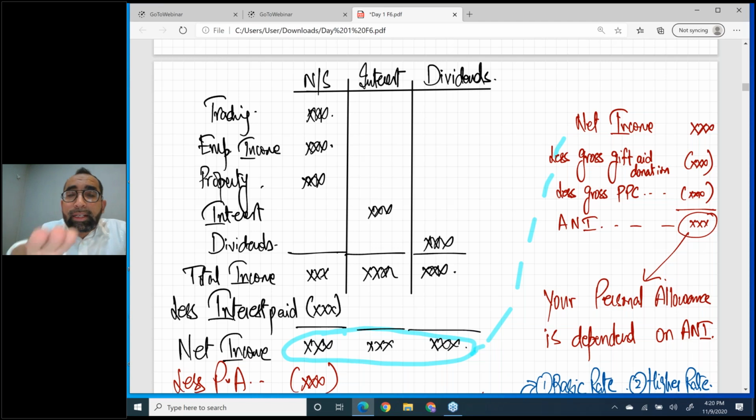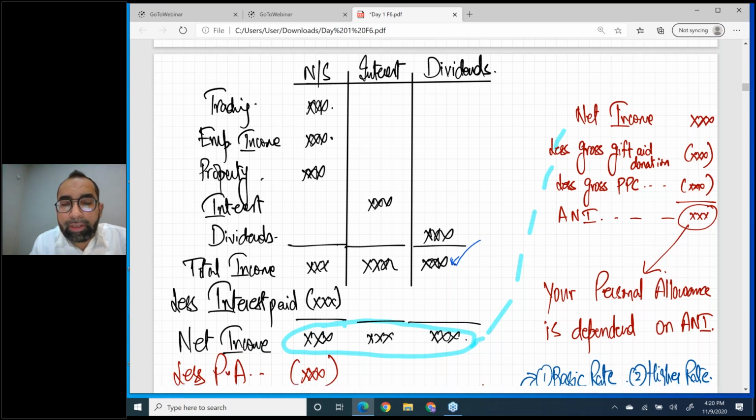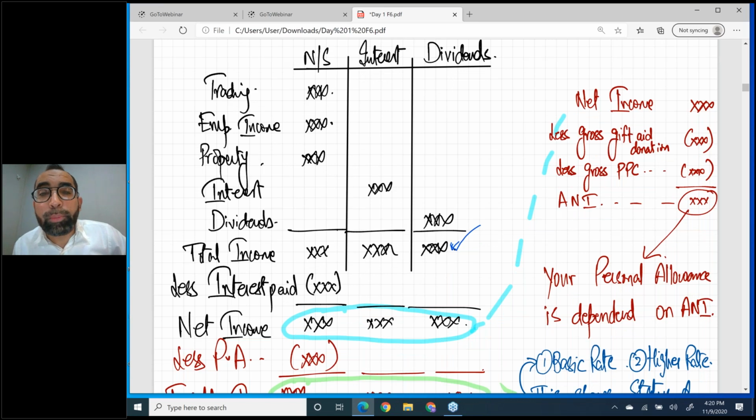Open your eyes, please. Then you will add the three of them. You will get total income. Look at here, this is your total income, right? Then from total income, we sometimes deduct qualifying interest. If you have taken a loan for qualifying purposes, then qualifying interest will come here and it will be deducted from total income. Now what's the next number? After deduction of qualifying interest, you get net income. Hope you remember.